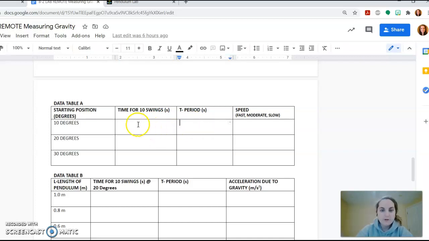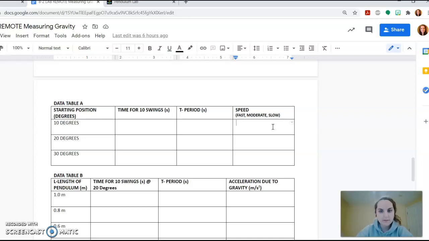And you're going to continue that for 20 degrees and 30 degrees. Same idea. You're going to record the time that it takes for it to move 10 swings, that back and forth motion, with your stopwatch. Then you're taking that total time and dividing it by 10 in order to get the period for each degree.